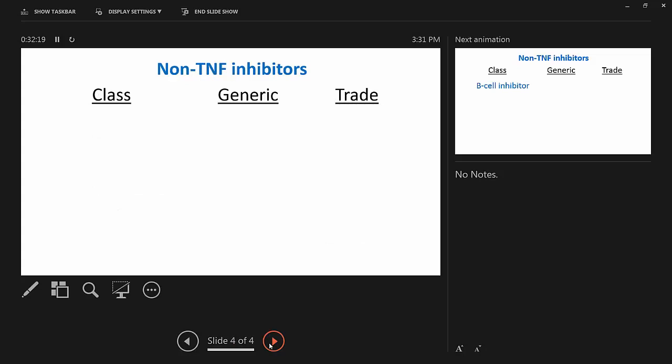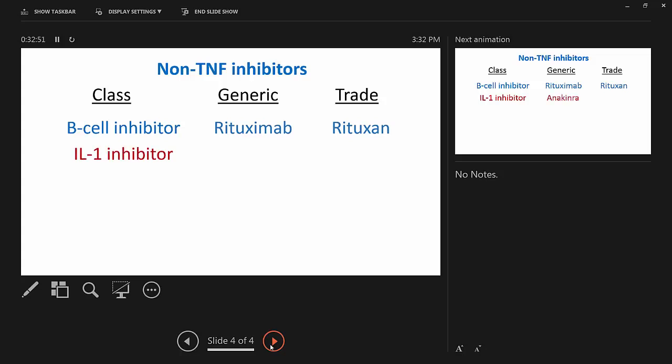Within the non-TNF inhibitors, for B-cell inhibitor, there's only one agent, and that is known as rituximab. Rituximab. Rituxan. Rituxan. For the IL-1 inhibitor, anakinra. Anakinra. Kinneret. Kinneret.